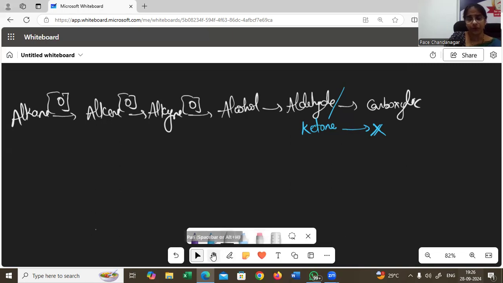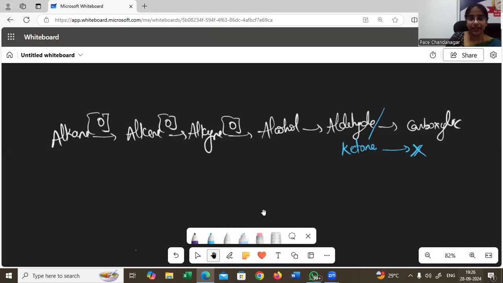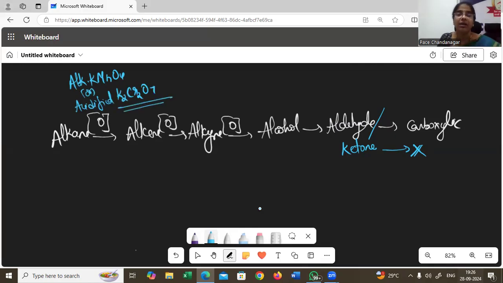And what are the agents for oxidation? Very important agents. What you have to write is alkaline KMnO4, potassium permanganate, or acidified K2Cr2O7, acidified potassium dichromate. These are your oxidizing agents. Whenever you see one of these, you will definitely go on to attack one after the other. It's like a chain.